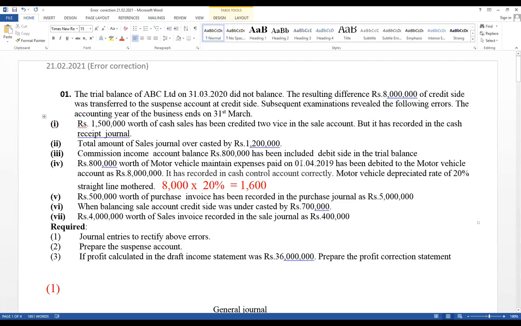The maintenance expense paid at the beginning of the year has not been considered as a maintenance expense. It has been considered as a motor vehicle, debited to the motor vehicle account. Therefore, it has been depreciated already based on the cost value at 20%. The depreciation expense account was debited and the accumulated depreciation account credited, because it was recorded as a motor vehicle.